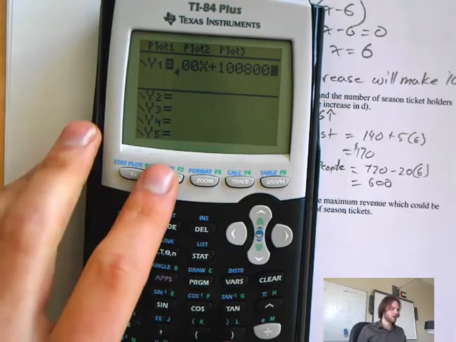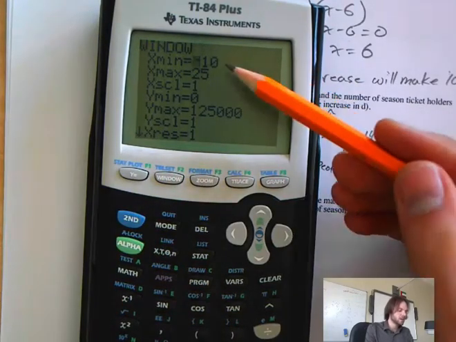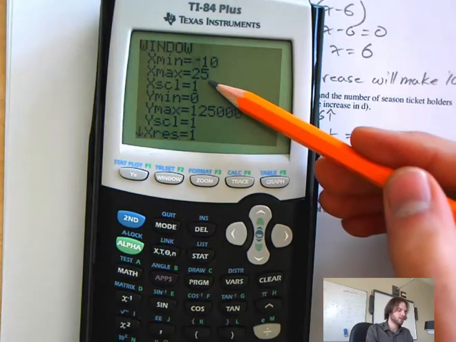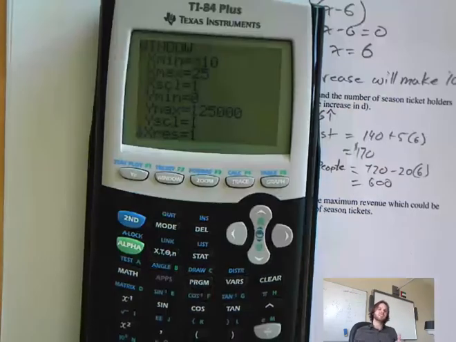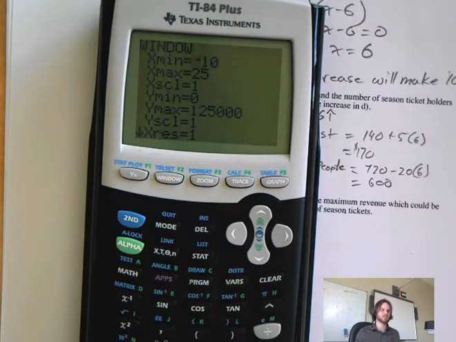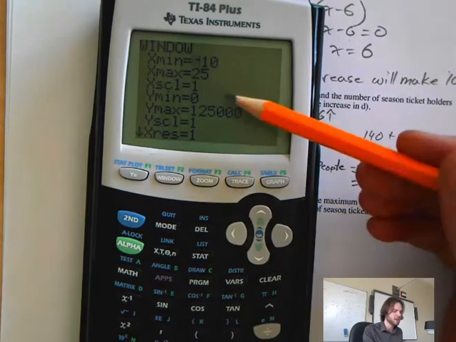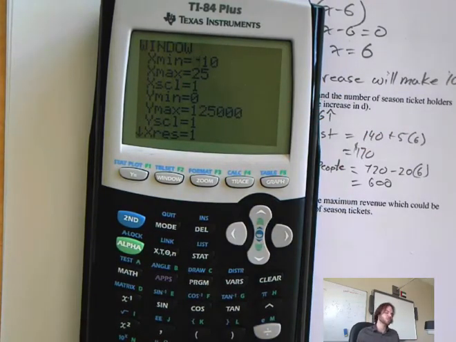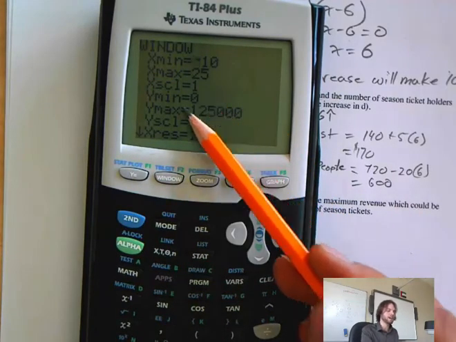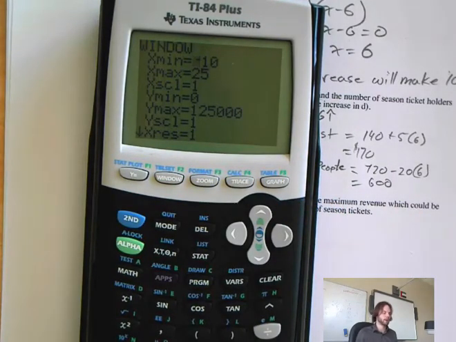Now, I made my window like this. I said negative 10 to 25 because basically he could also lower the tickets by $5, couldn't he? Maybe the max is if you decrease the tickets by $5. I don't think it is, though. Max is 25 increases and 10 decreases of $5. My y min is 0 because you're not going to make no money, and my maximum is 125,000 because I can't see it being more than 120,000 based off the table on the first page.